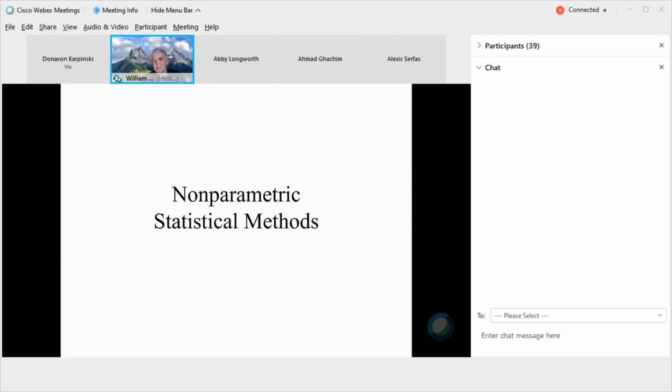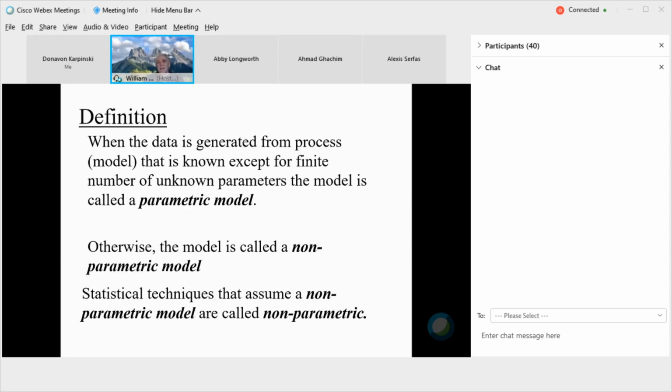Okay, what we're going to discuss today is the last topic in the course, non-parametric statistical methods. When the data is generated from a process that's known except for a finite number of unknown parameters, these are constants, the model is called a parametric model. Otherwise, it's called a non-parametric model. Statistical techniques that assume a non-parametric model are called non-parametric.